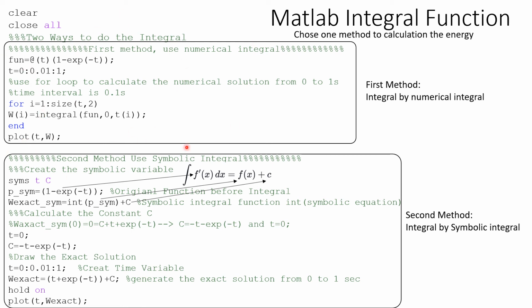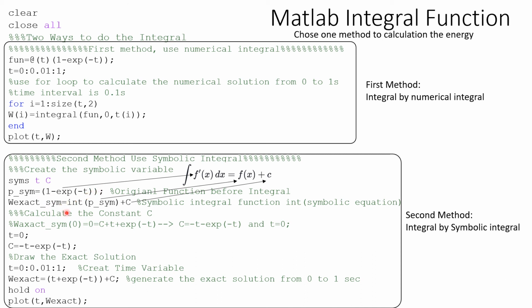Okay, so for the second part, how do we get the analytical solution for the integral function? You can see I use syms tc. Syms means I create a variable. The variable tc is a symbolic variable. It will be just a symbol, not any exact value or array. So my original function, I define it as p sym equal to 1 minus exponential minus t.